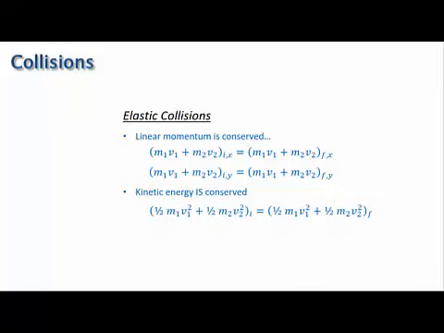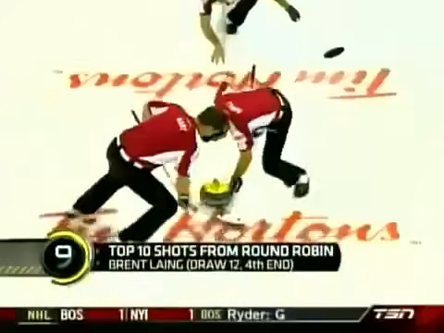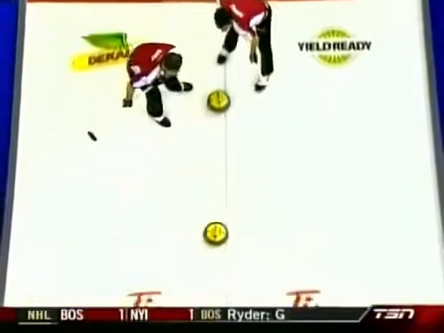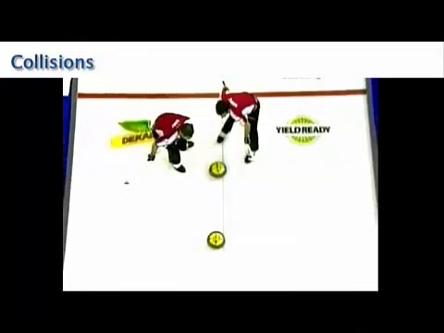In the clip, you'll see one stone, as they're called, hit another stone, and then all of the motion is in a straight line. And then here is another curling match where the collision is not head-on, and that causes the stones to move off at angles, and thus the motion is in two dimensions.